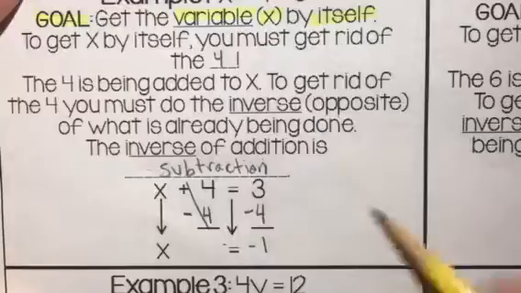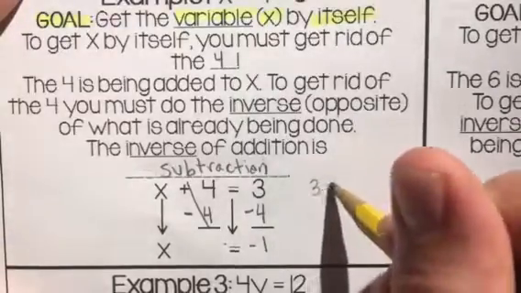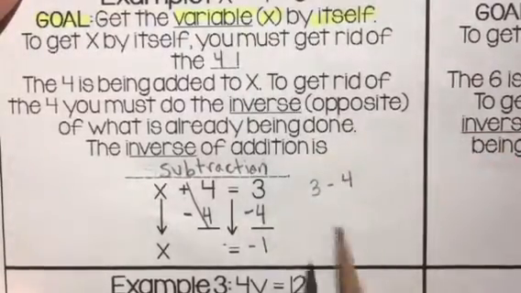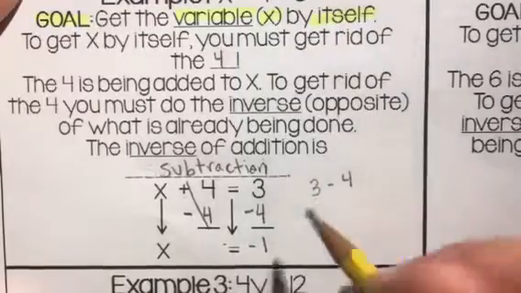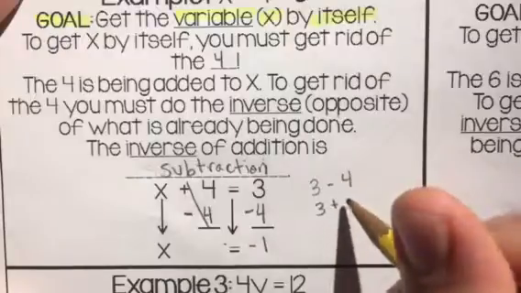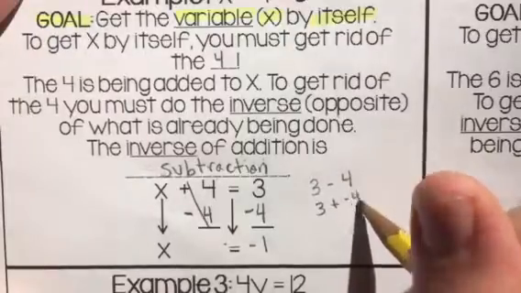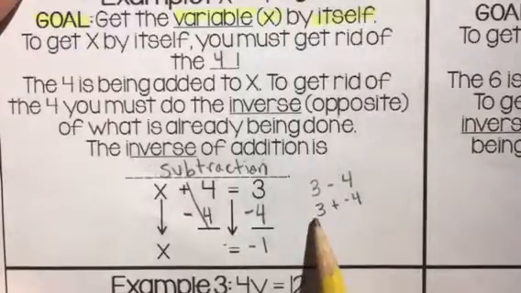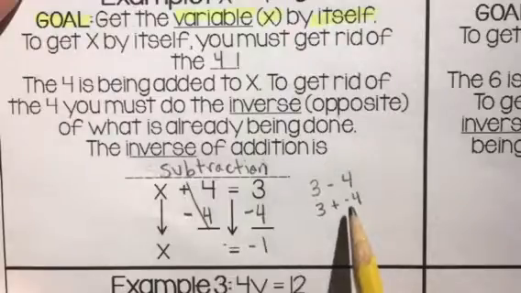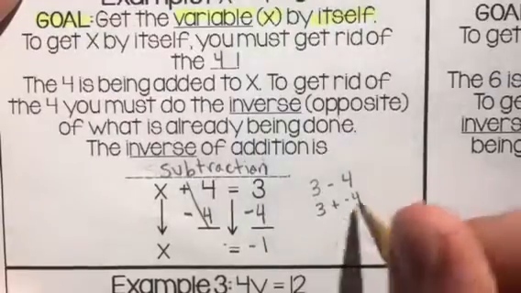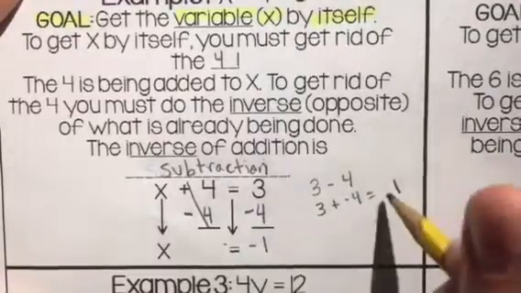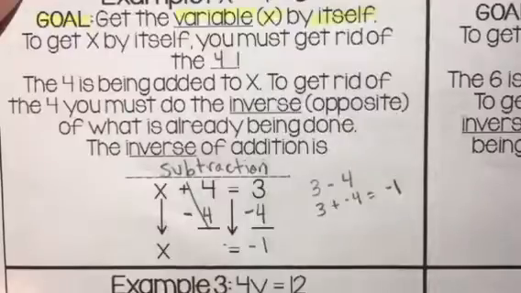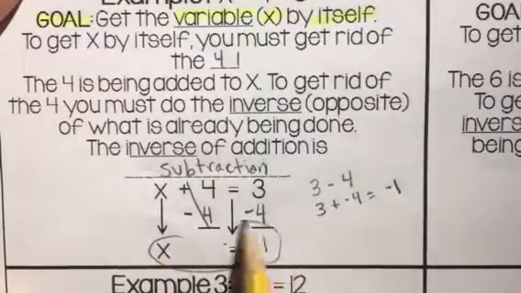And if you forget how I did that, remember I have 3 minus 4. Remember when we're doing subtraction, we can do keep, change. So I keep this the same. I change the minus to a plus, and then I change the positive 4 to a negative 4. And then if the signs are different, which they are, I have a positive 3 and a negative 4, then I subtract 4 from 3 to get 1, and I keep the sign of the larger number, which is a negative. So in this case, x equals negative 1.